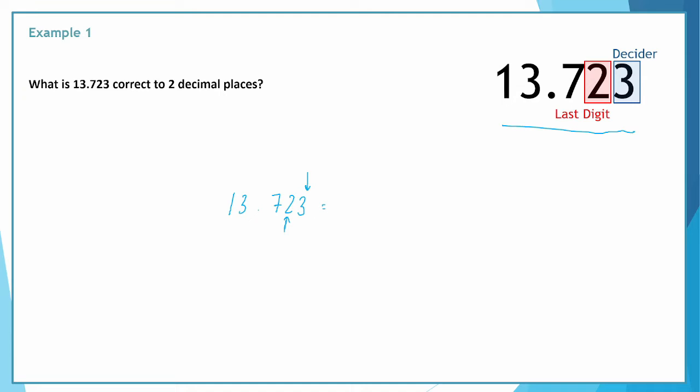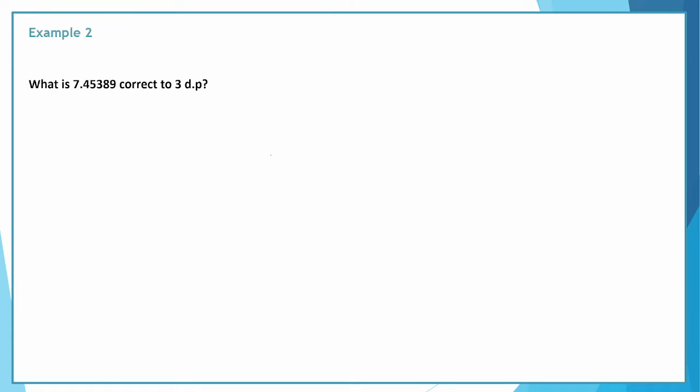So we're going to write down everything up to our last digit, so 13.7, because that's all going to stay the same. Then we look at our decider and we say, is our decider greater than or equal to 5? In this case, our decider is 3, which is of course less than 5. So that means our last digit stays the same. And that is our answer. 13.72 is 13.723 rounded to two decimal places. So let's look at another example now.